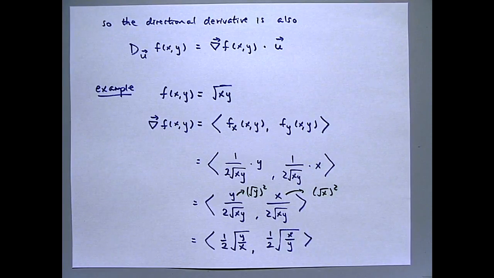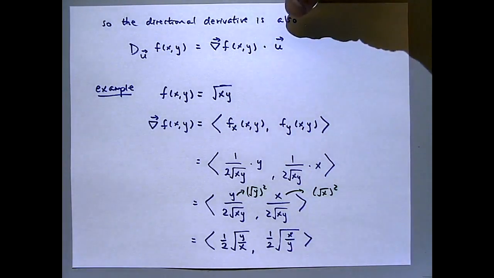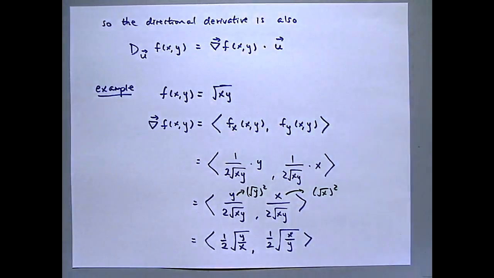So that's the gradient vector. And what does it mean? We'll look at that in a future part. But for now, if you know how to find the gradient vector, one thing you could do is to use that to find the directional derivative by taking the dot product.